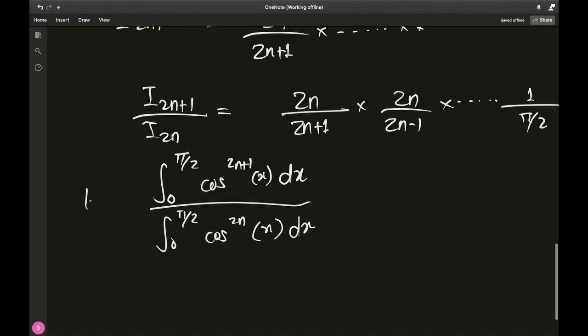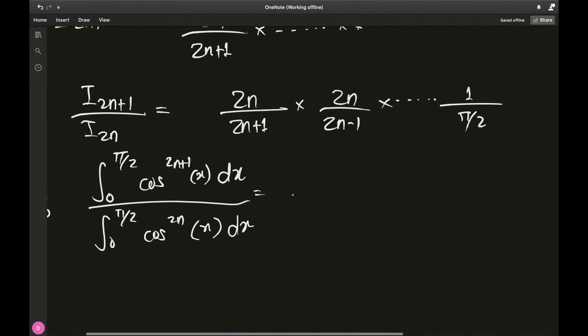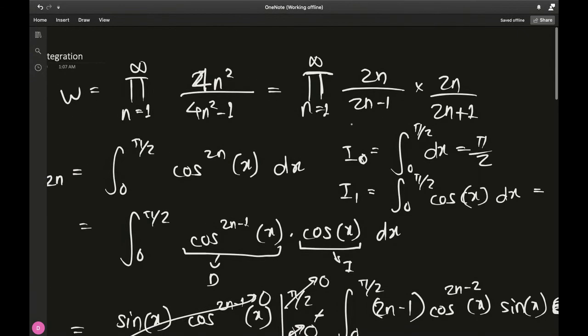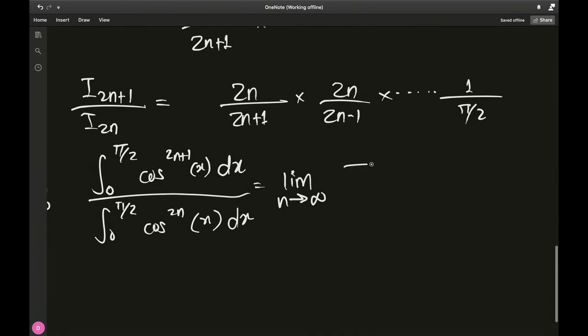Fair enough. Now I'm going to take the limit as this n goes to infinity on both sides naturally. So in the limit that n goes to infinity, this is actually looking like our Wallis product general formula already, right?